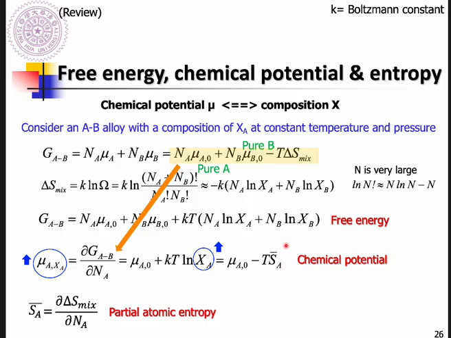This is the partial atomic entropy of A, which means that when you add one more unit mole of atom A in the system, what's the entropy change during this mixing process? We call it the partial atomic entropy. So based on these results, we know that, but this is a negative term, right?